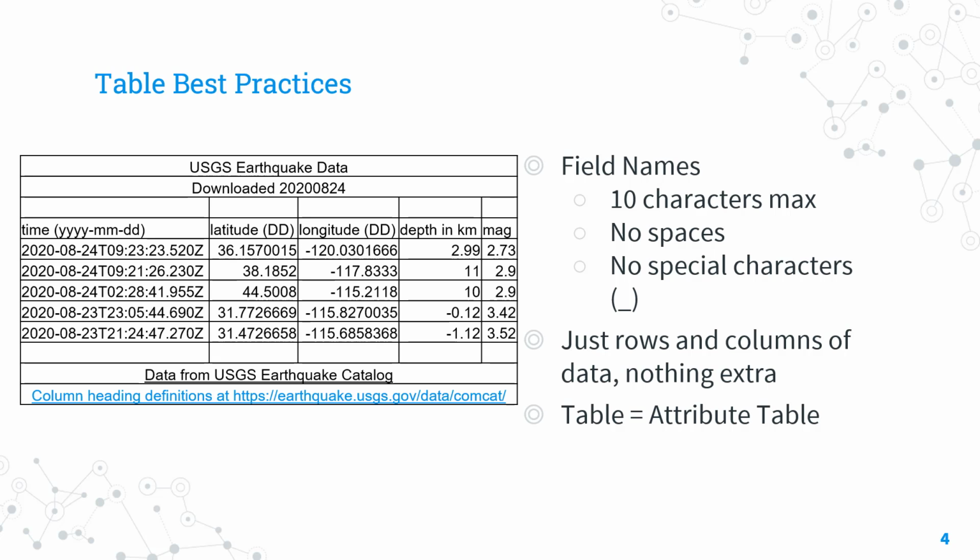Here's an example table I built from the USGS using their earthquake data. Notice how easy it is for humans to read and understand this table. The column headings are easy to understand. We know the source of the data and when it was downloaded. We even have a link to column heading definitions. Unfortunately, computers aren't human and this table can't be used in your GIS software as it currently exists.